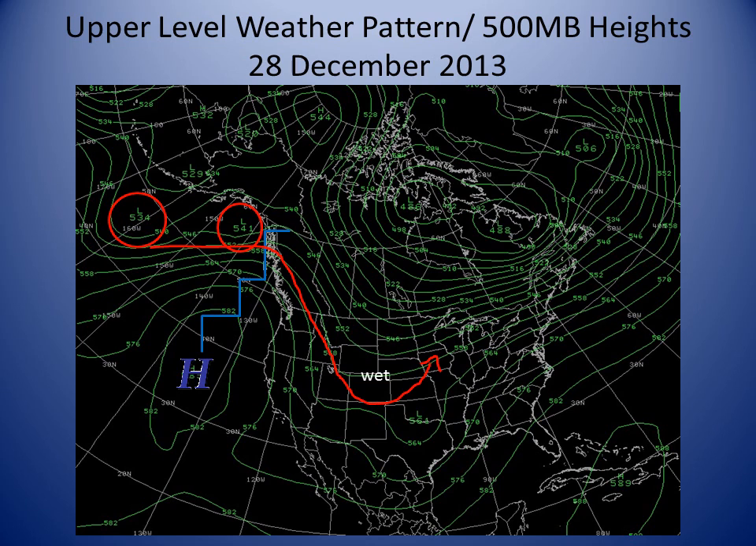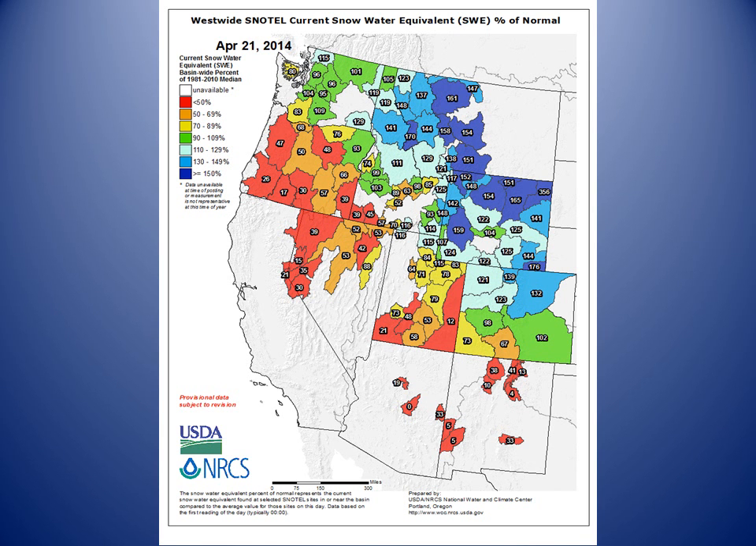This produced snowy conditions to the north and east of the storm track and dry conditions to the south and west. This map shows the percentage of average snowpack per river basin back in late April when most of the snowpack was still in the mountains. Basins that are blue and purple indicate much above normal snowpack. Basins that are yellow, orange, and red indicate much below normal snowpack. This line roughly represents the winter storm track.